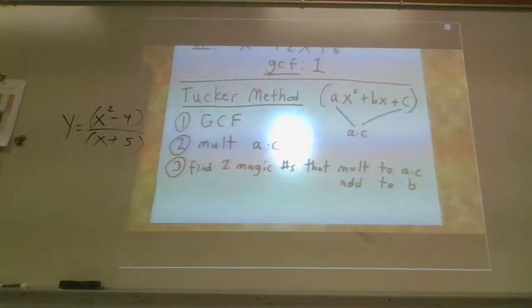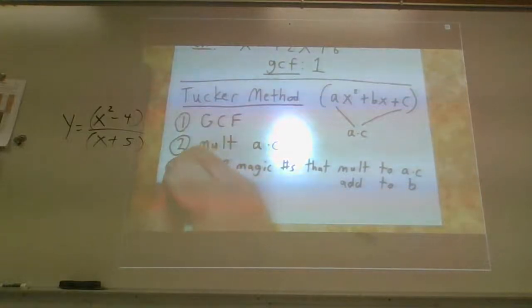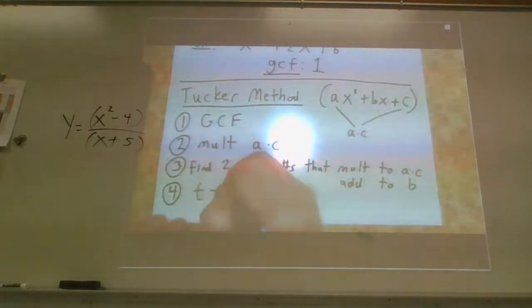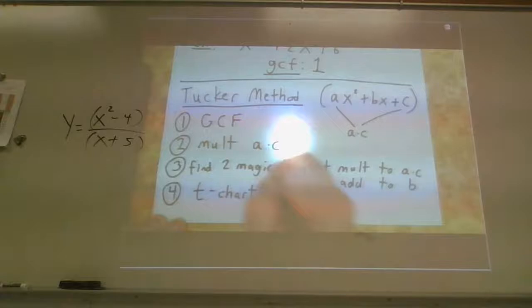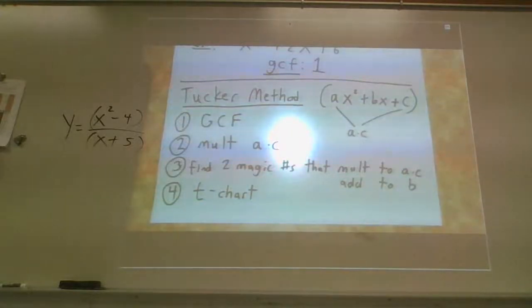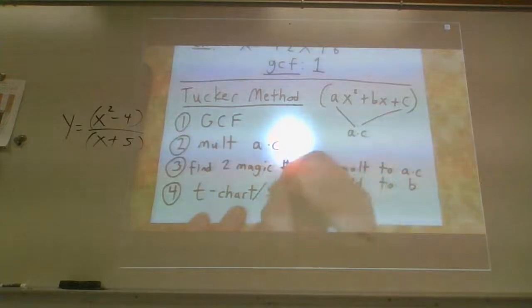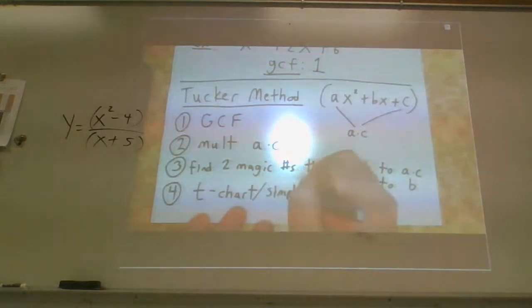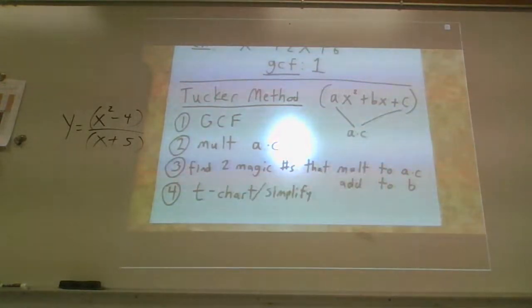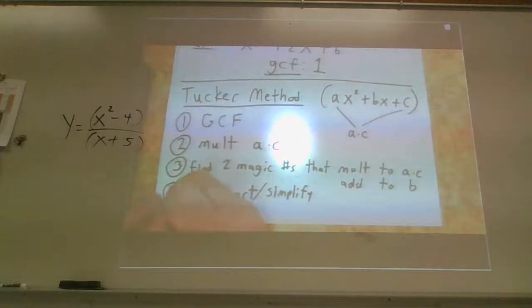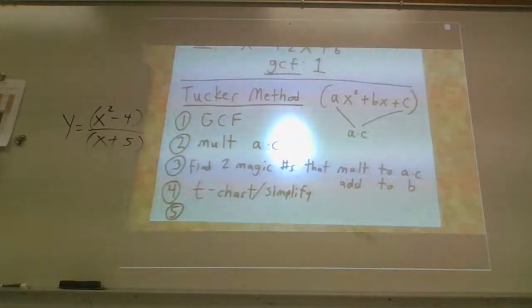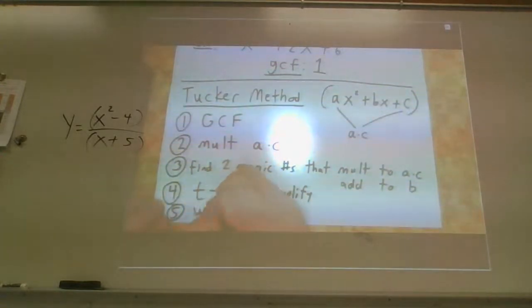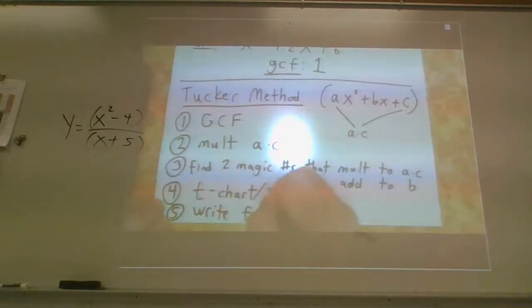Once you have those two magic numbers, you would organize that information into a T-chart, which I'm going to remind you of what you would have to do for that, slash simplify, which again, I'm going to show you what simplifying means for the Tucker method. And finally, step 5, in which you actually write out the factors.